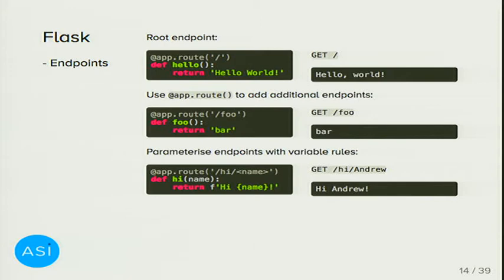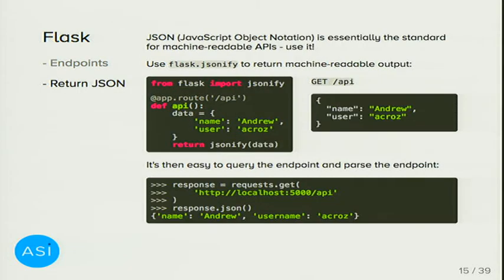And similarly, you can also use these endpoints to define parameters in the URL. So in the third example on this screen, you can see I've put the name field in angle brackets. That then gets passed as the name argument to the function, and I can use that inside the function to determine what the response looks like. So in this case, if I call get hi Andrew, then the Andrew gets bound to name. I interpolate that into the string and return it to the client.